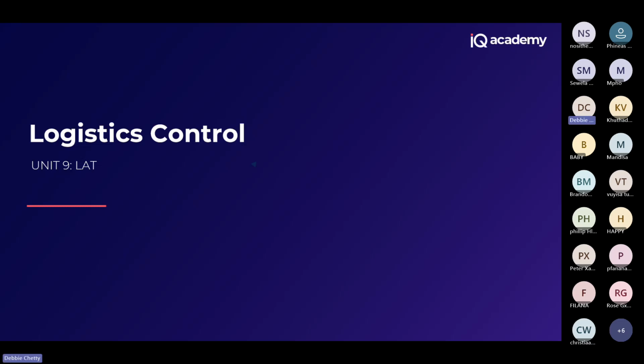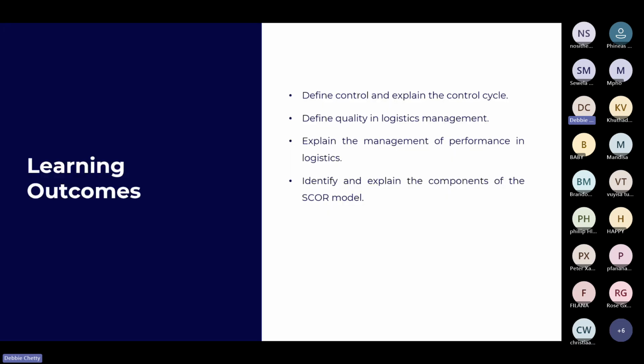Thank you. Okay, right. So Unit 9, if you read your content, is dealing with logistics control. Your learning outcomes for Unit 9 are that you must be able to define, control, and explain the control cycle. Also define quality in logistics management, explain the management of performance in logistics, and identify and explain what exactly the SCORE model is and what components are found in the SCORE model, okay?